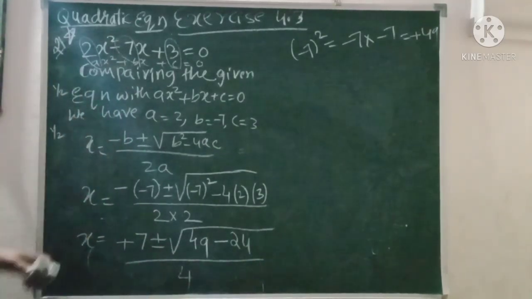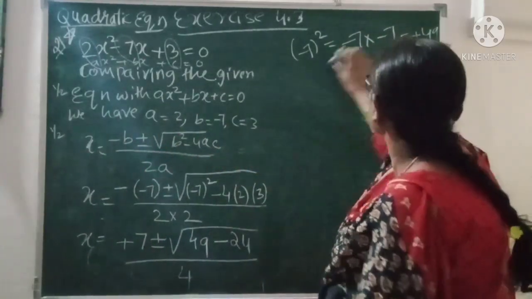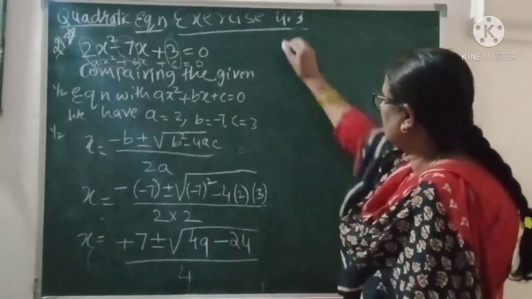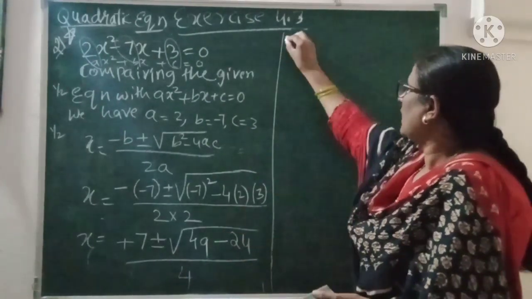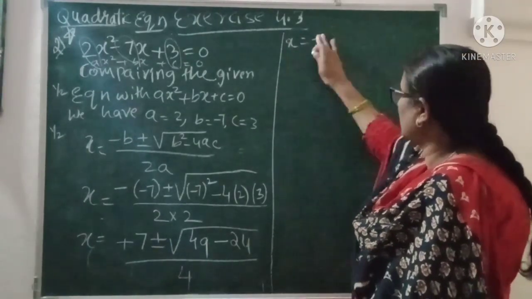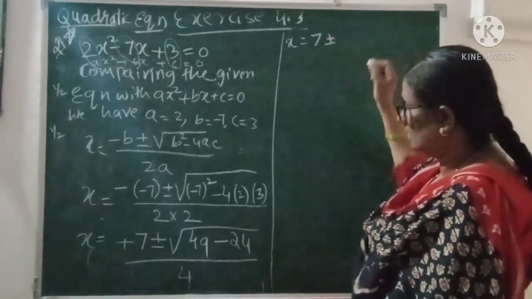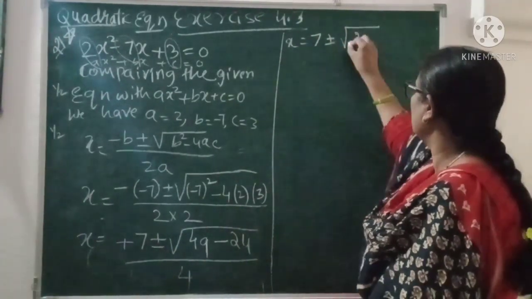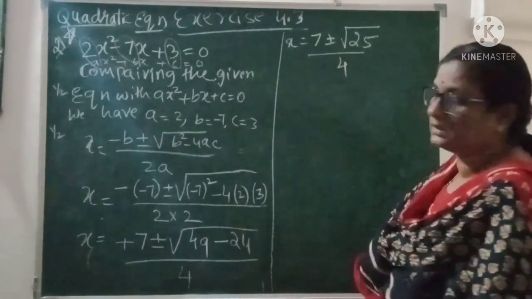See children, you are going to get very simple questions in exams. What is needed is a proper solution in a correct way, step by step. Then you won't face any difficulties. x is equal to minus, because it is minus, it has gone up. Now it has become 7, plus or minus 49 minus 24 gives you 25, divided by 4 as it is.